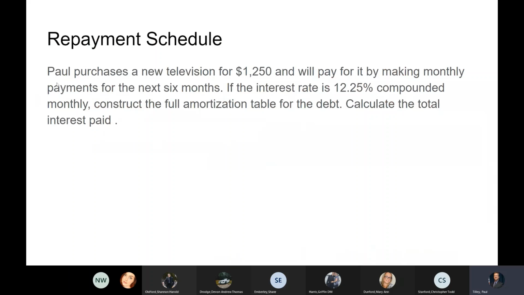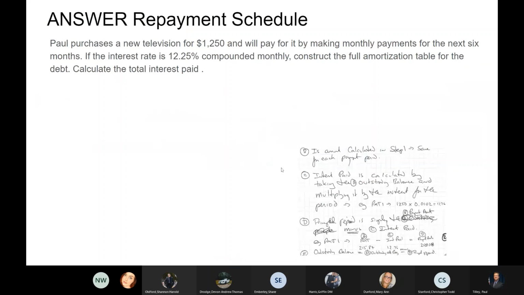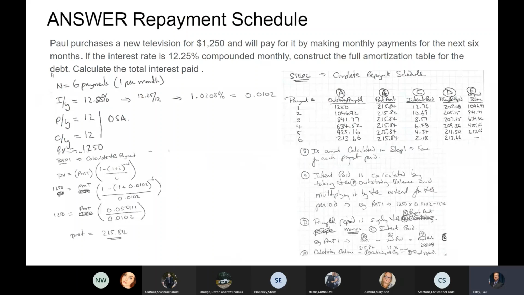If the interest rate is 12.25% compounded monthly, construct a full amortization table. Okay, so what we need to be able to do on this first is to figure out what the payment is, and then figure out what portion of the payment is interest and what portion is repayment. So in order to do this, first of all, we know there's 6 payments, or 1 per month, monthly payments for the next 6 months.